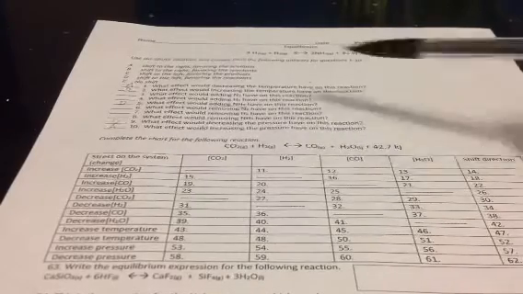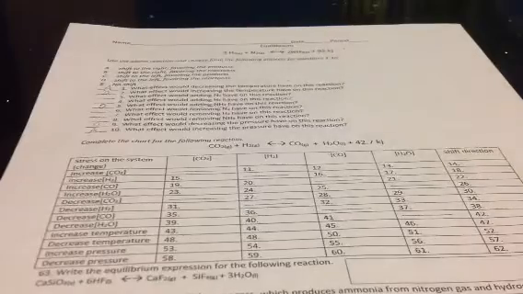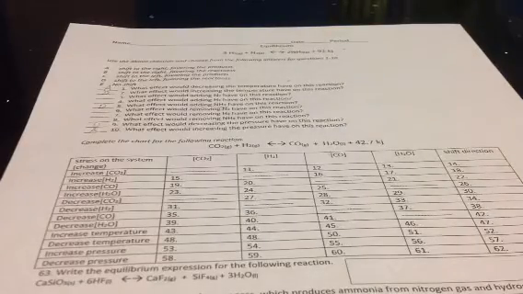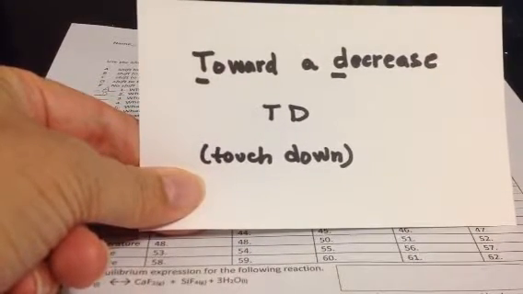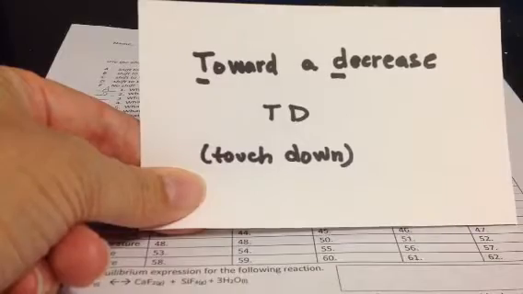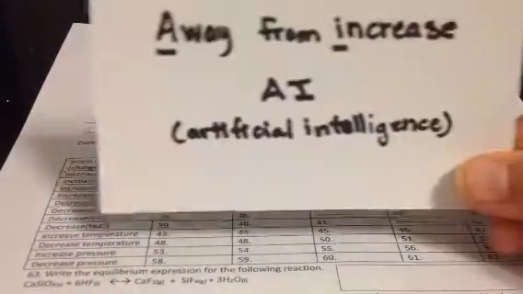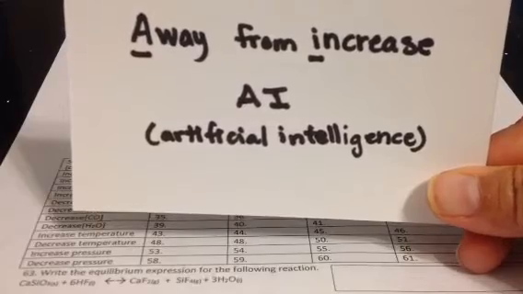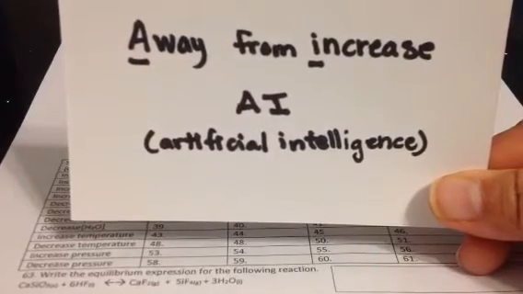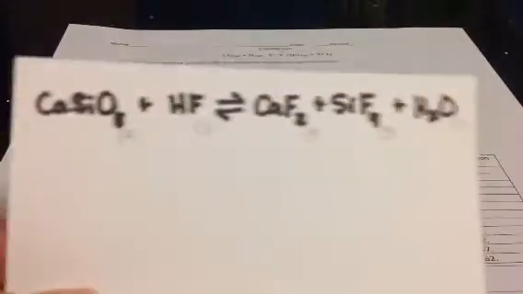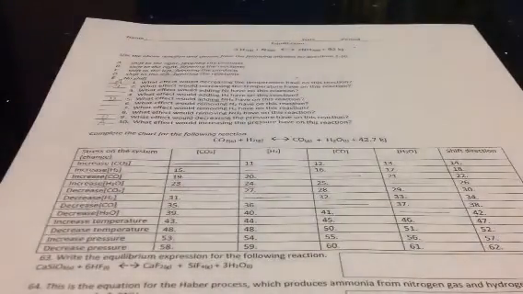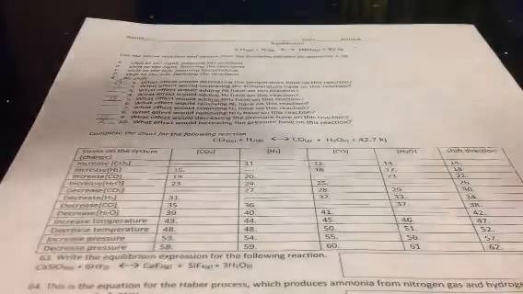I can find that out by applying my handy dandy trick of toward a decrease, which I abbreviate touchdown, T and D: toward a decrease, and away from an increase. All right, away from an increase. Those are the two ways to solve any of these equilibrium problems. So the first thing you're going to do is look at the factor that they're telling you about, in the equation. It asks me about the CO2, in this equation.